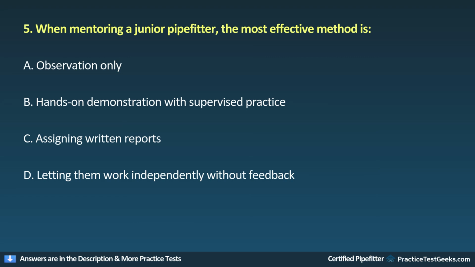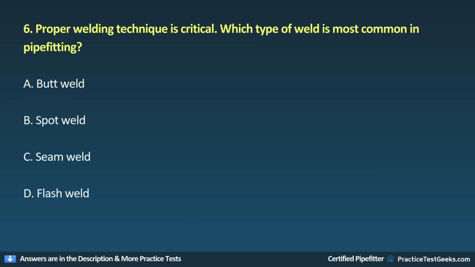Observation only. B. Hands-on demonstration with supervised practice. C. Assigning written reports. D. Letting them work independently without feedback. 6. Proper welding technique is critical. Which type of weld is most common in pipe fitting? A. Butt weld. B. Spot weld. C. Seam weld. D. Flash weld.